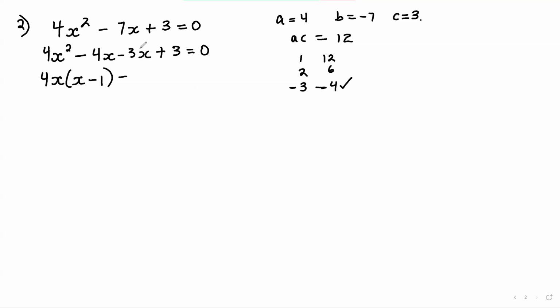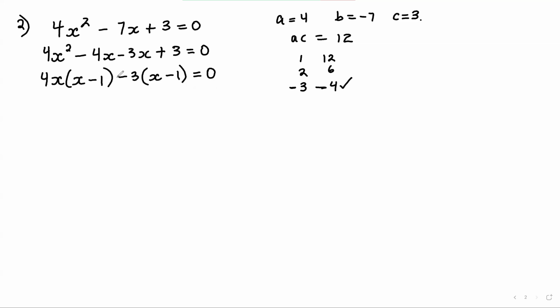3 is common between 3x and 3, so I'm going to put that on the outside. Minus 3 could go into minus 3x, x times, and minus 3 into plus 3 will be minus 1, right? And always just check it back. Minus 3 times x will give me minus 3x, and minus 3 times minus 1 gives me plus 3. All of that is equal to 0.